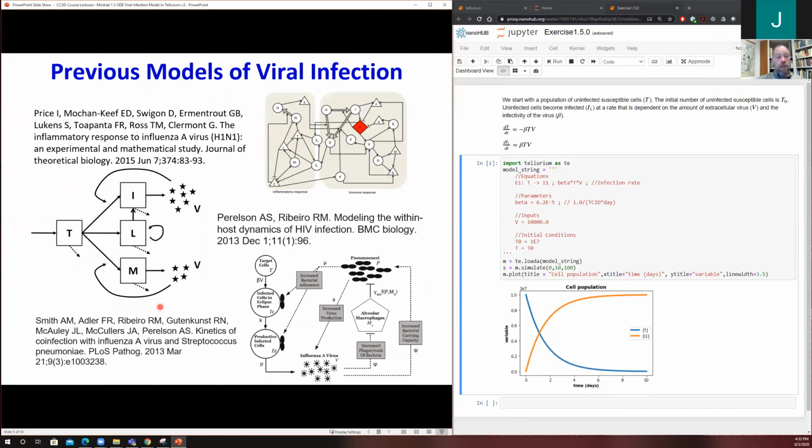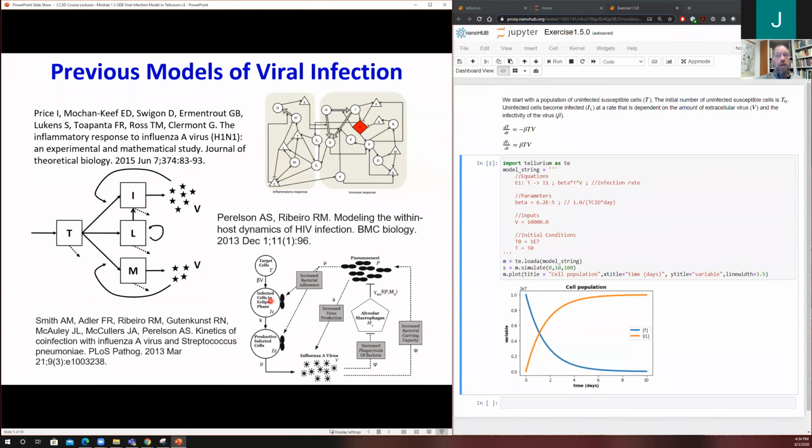There are many, many models of viral infection for many different viruses. There are some that are very, very detailed. For example, this one of Price, that's a model of influenza that includes many specific immune system components. There are also some very simple model structures. Alan Perelson, one of the great mathematical modelers of virus, likes very simple model structures. And there are a variety that are intermediate.